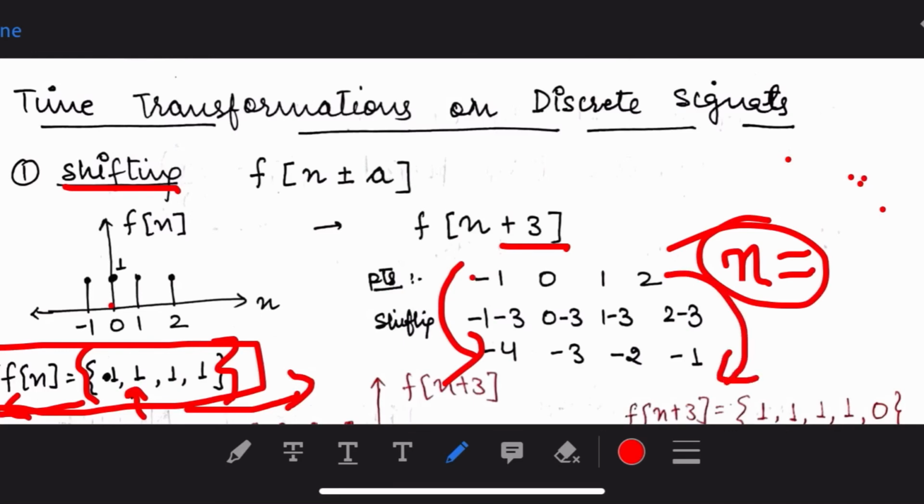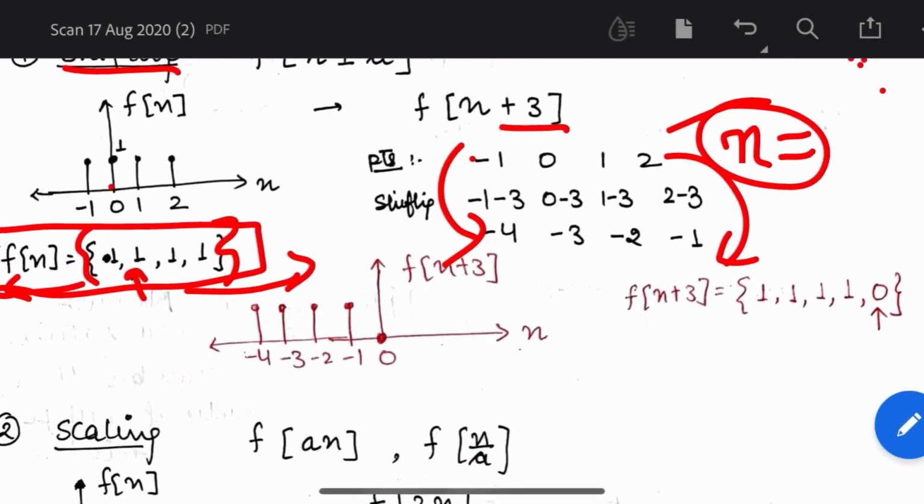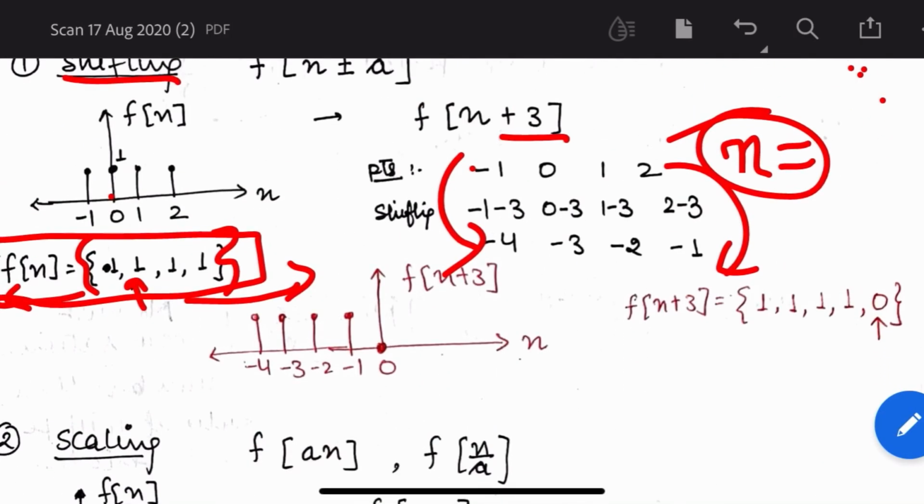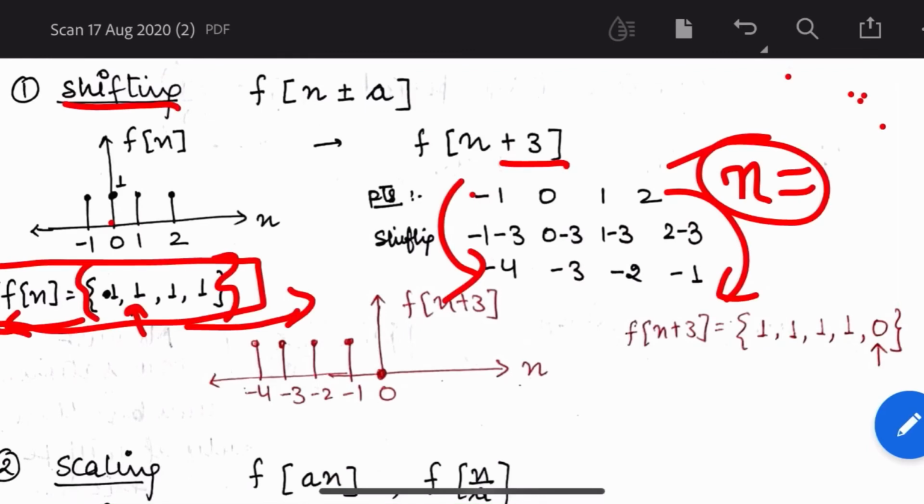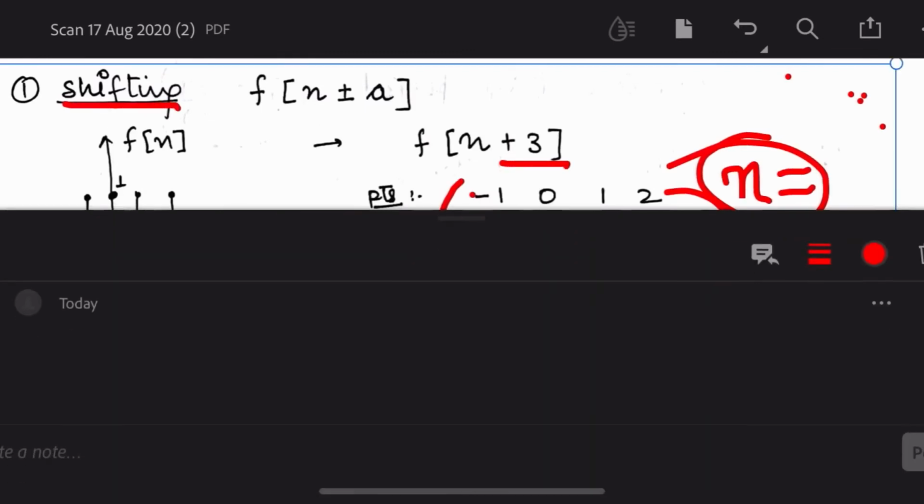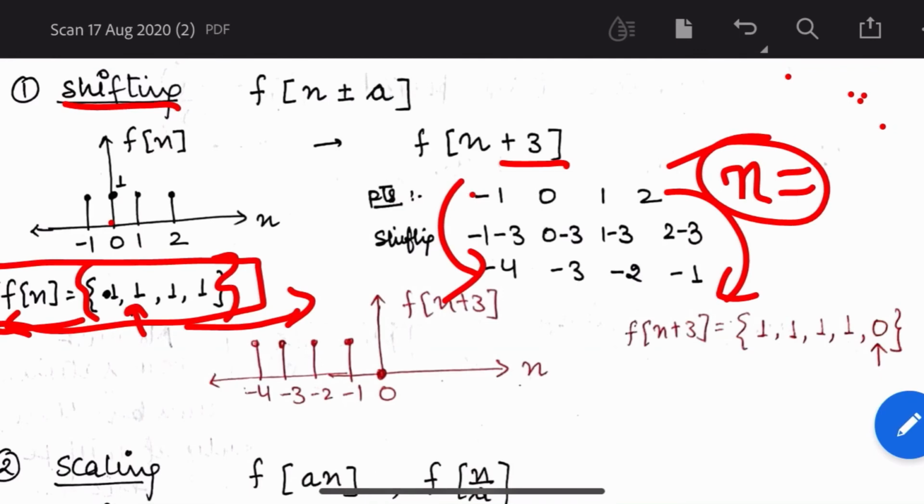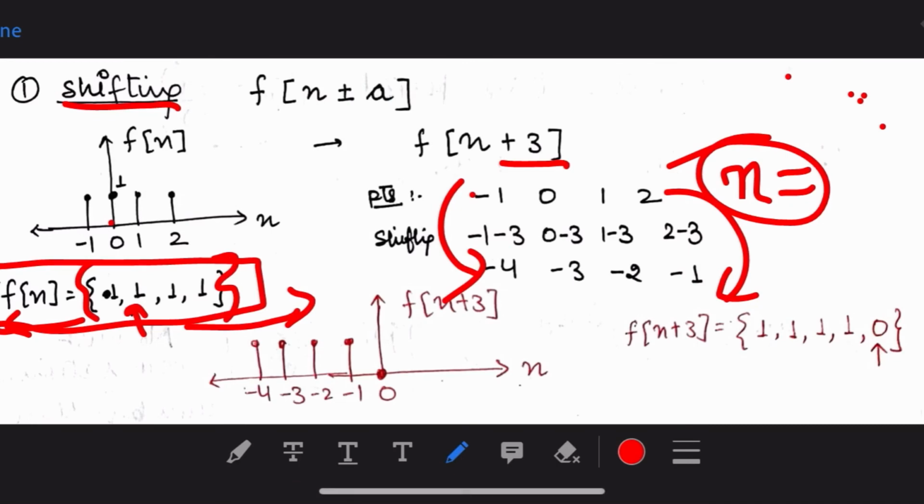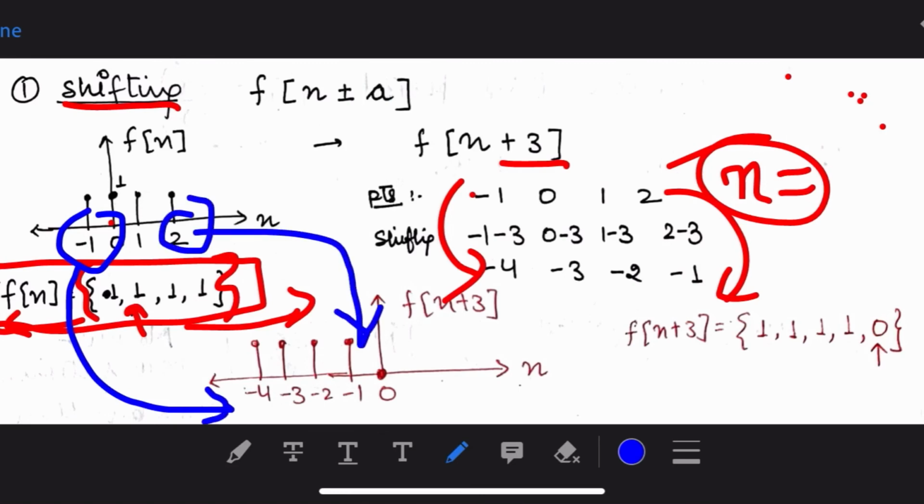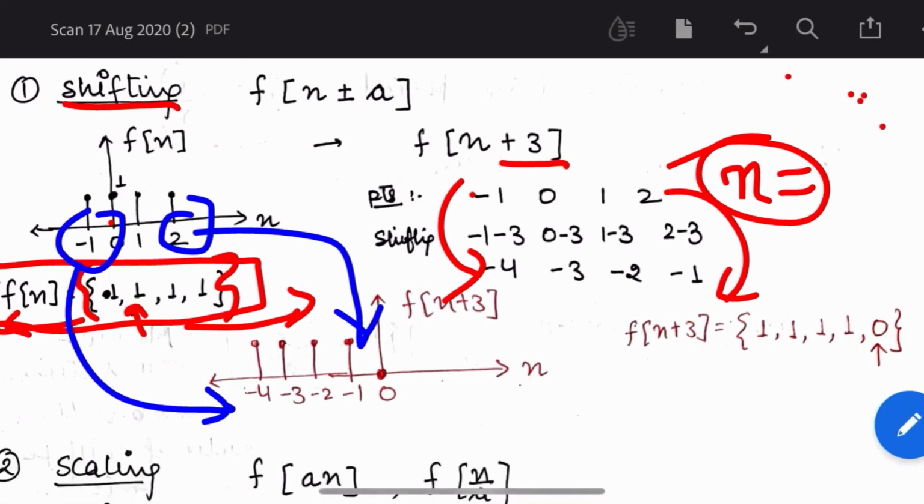So what should be the signal? Your new signal is something like this when it is shifted by +3. The -1 point, that means this point, has been transformed to -4, and your 2 point has been transformed to -1, here you can see. Okay, so this is your shifting done.